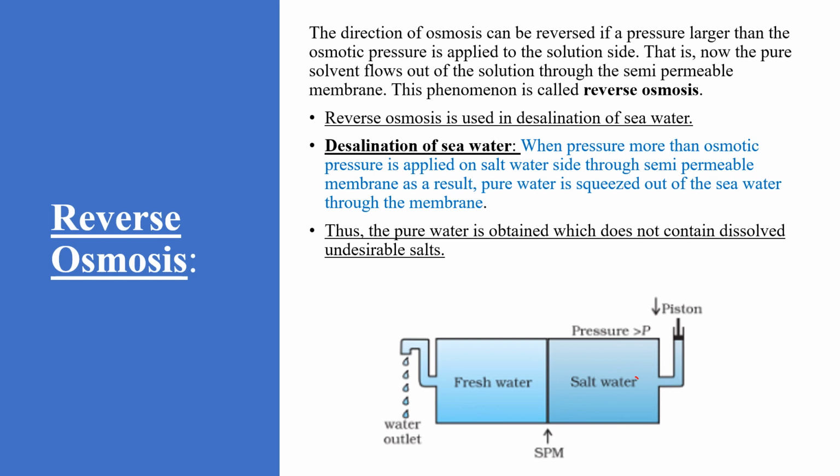If we apply more pressure on the salt water side, higher pressure than the atmospheric pressure on the salt water side, then the solvent molecules which are present in this solution will move through a semi-permeable membrane towards the fresh water side, and we will get fresh water from the water outlet. As we have to desalinate the sea water, we apply the process of reverse osmosis.